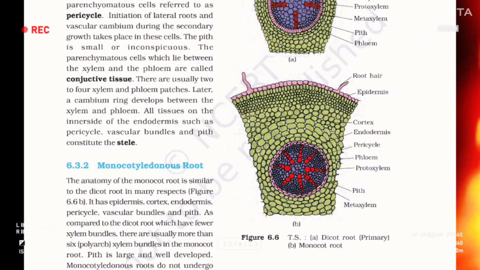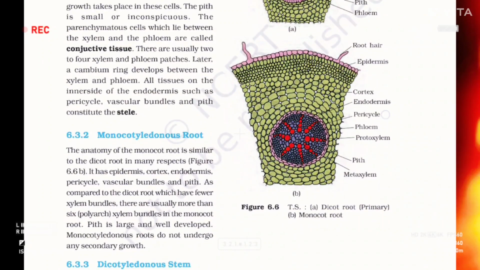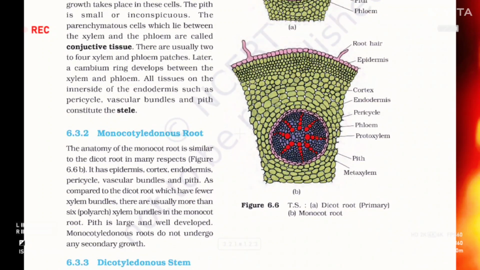6.3.2 Monocotyledonous root. The anatomy of the monocot root is similar to the dicot root in many respects. It has epidermis, the cortex, endodermis, pericycle, vascular bundles, and pith. As compared to the dicot root, which has fewer xylem bundles, there are usually more than 6 polyarch xylem bundles in the monocot root. Pith is large and well developed. Monocotyledonous roots do not undergo any secondary growth.